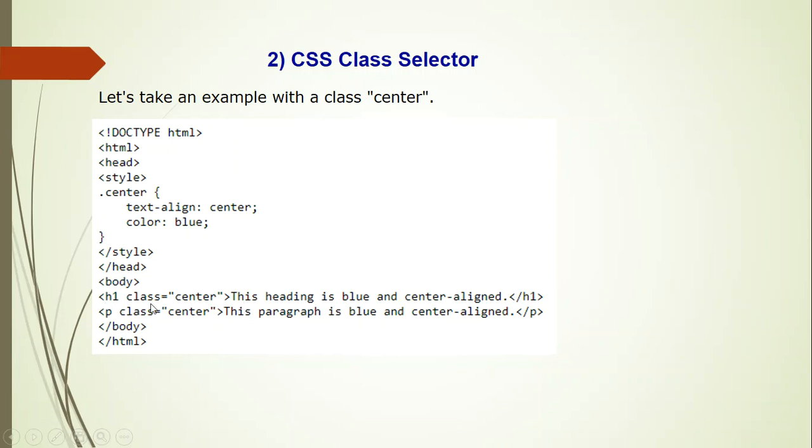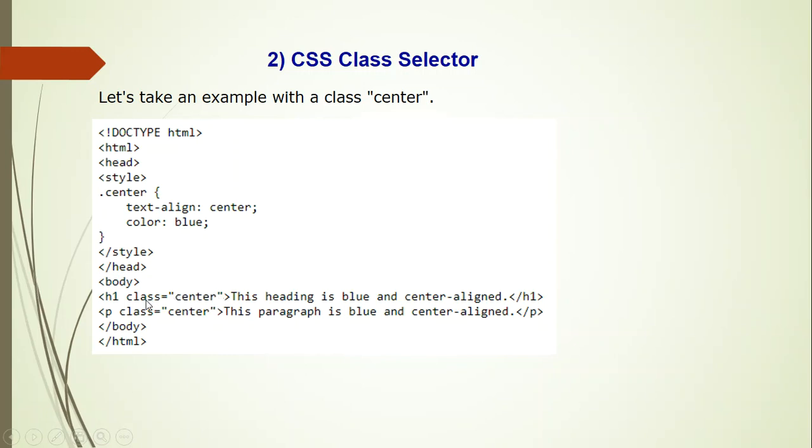I've introduced the class attribute and given it a value called center. You can give here any other name. Similarly, in the P tag also I've introduced the class attribute and I've called it by the same name. Now, when I'm calling with the same name, I want to apply the same style to both of them. So what is my selector? In the header section, I've written dot center, by the name of the class attribute value.